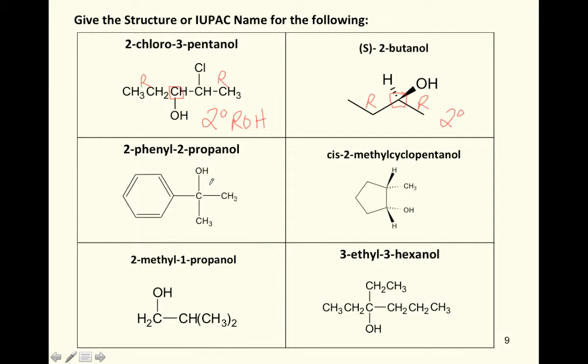All right, 2-phenyl-2-propanol. Right here is the carbon with the OH. I have an R group here, an R group here, and one here. So this is classified as a tertiary alcohol.